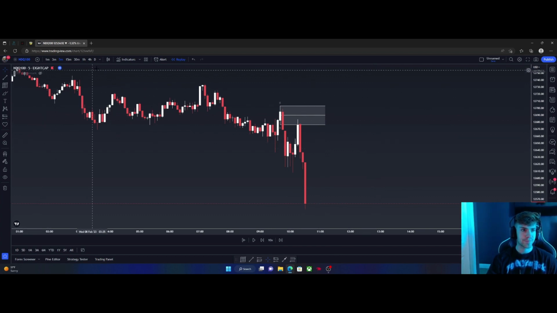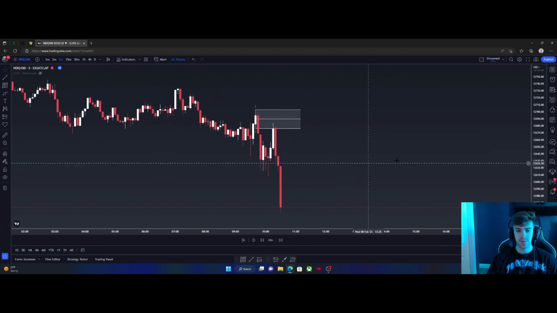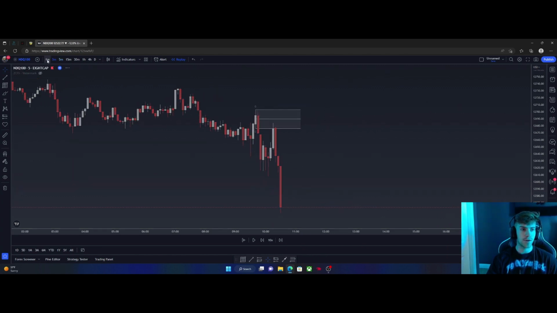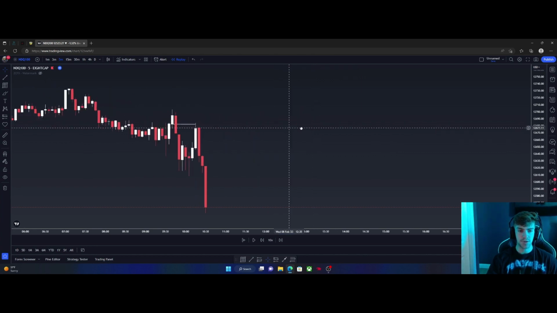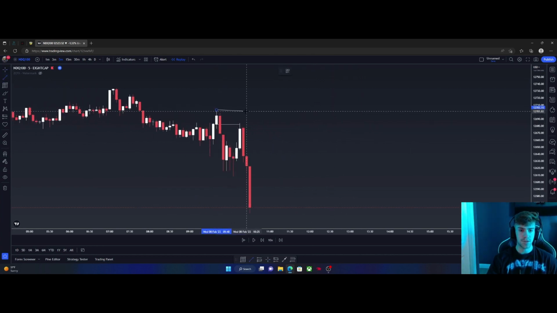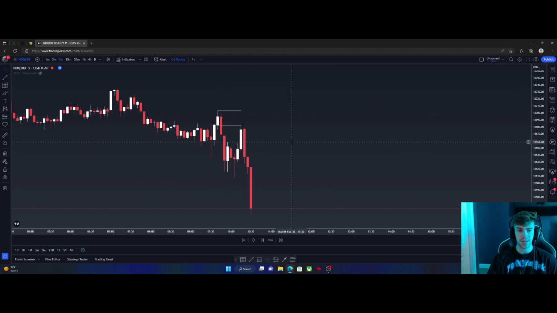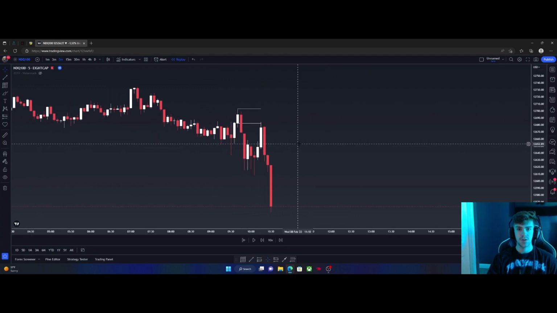So this was the setup right here. It was on the 5 minute. I refined it a little bit down to the 1 minute, but initially this was my entry right here from the supply zone. And obviously, as always, my stop loss was at the high of the supply zone. So let's go over this breakdown, why I took it, all my confluences, and why I ended up holding this trade a little bit past my initial take profit zone.